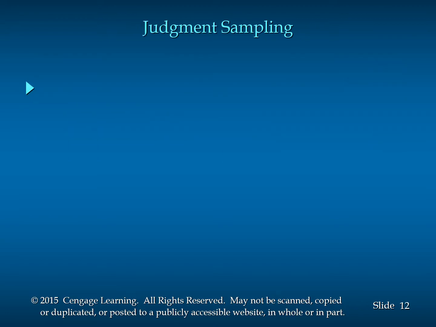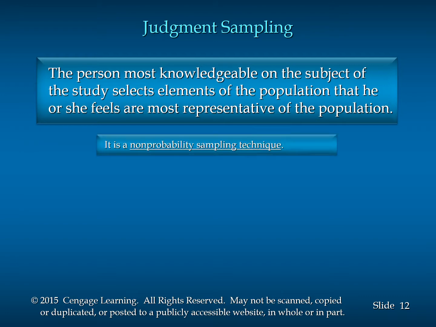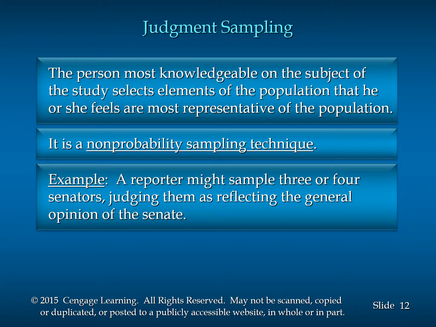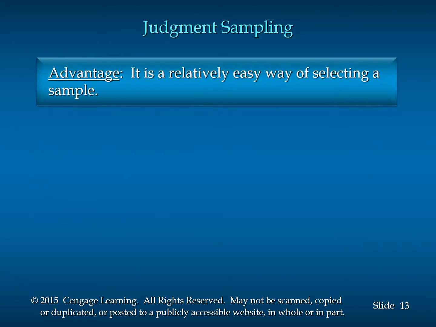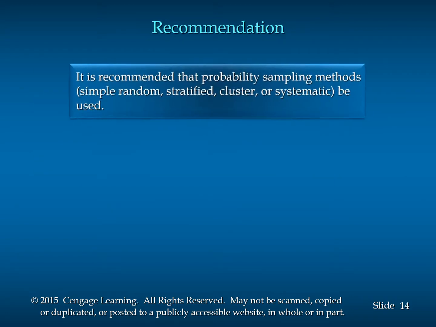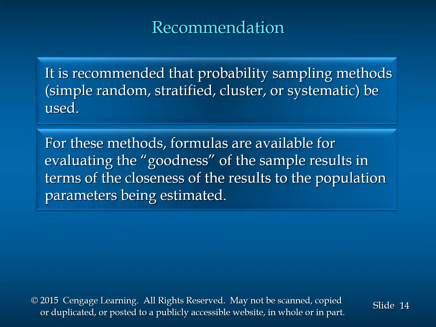Judgment sampling is the least random method, where a knowledgeable person decides which elements of the population to select for the sample. The problem is that the validity of this sampling method depends on the good judgment of the person selected. But it's a relatively easy way to select the sample. It is recommended that wherever possible, you use the most random, most probabilistic sampling method possible.